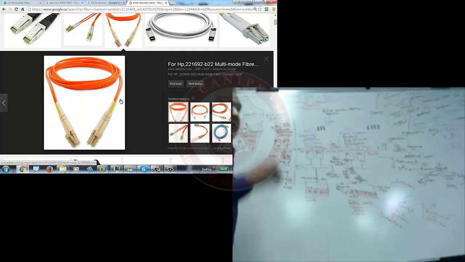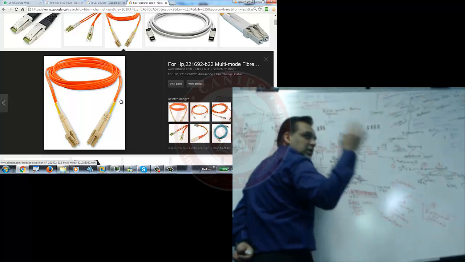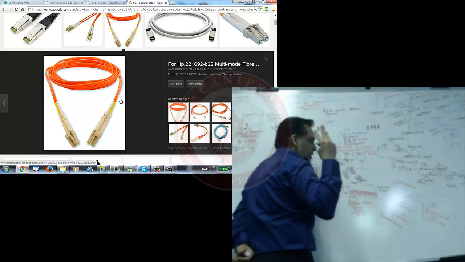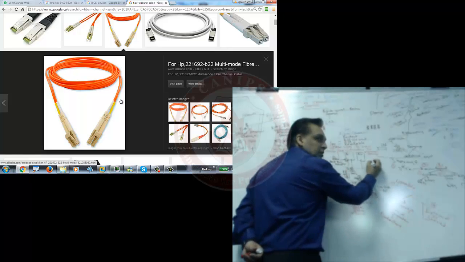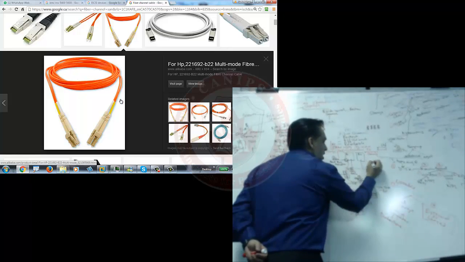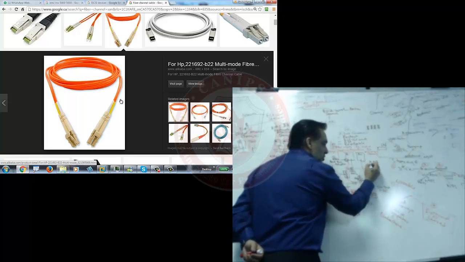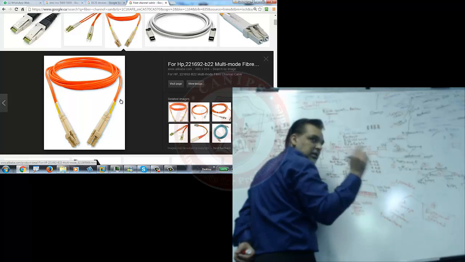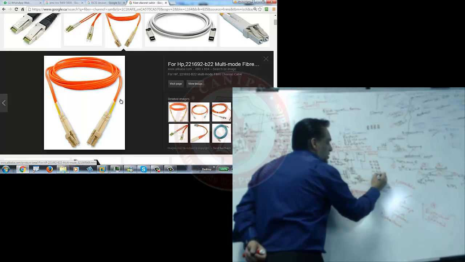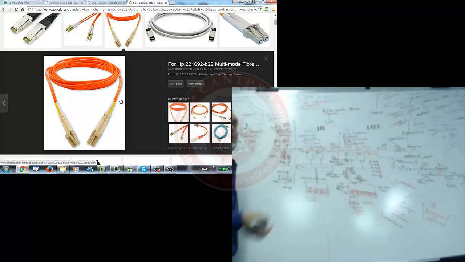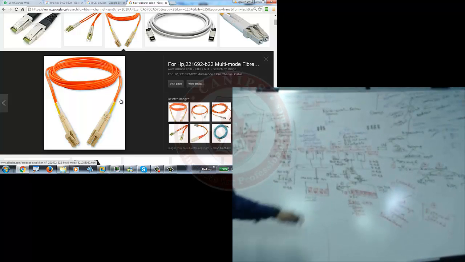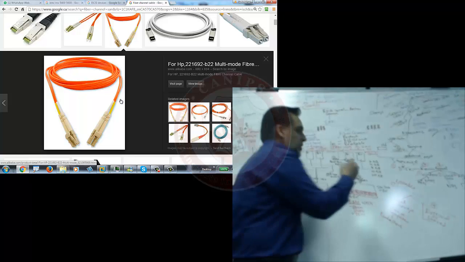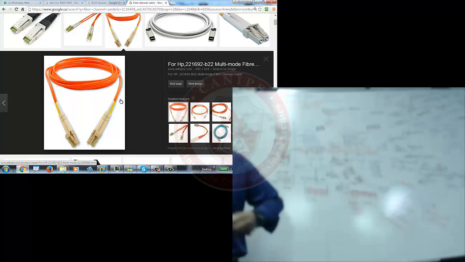Fiber channel, to start with, has 3 types of speeds. It is not 100 GB yet. So it has 3 speeds: 2 GB, 4 GB, and 8 GB. And it is moving towards 10 GB. Actually, there is already 10 GB, but it is moving towards 100 GB now. So with fiber channel, the minimum speed you get is 2 GB.